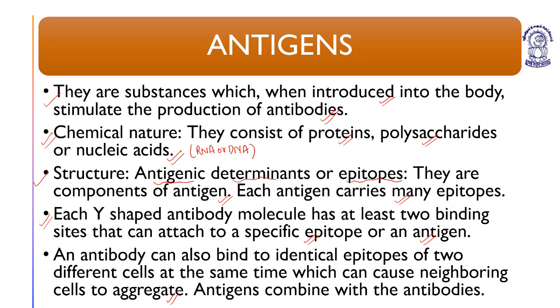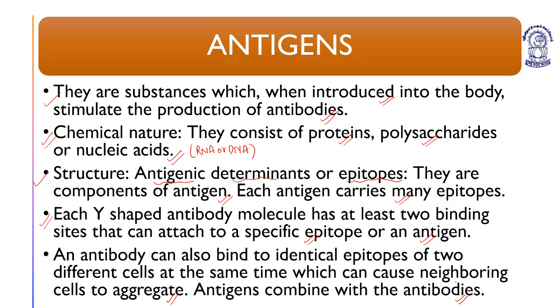Aggregate means precipitation. Antigens combine with antibodies. So the antigenic determinant is the part of the antigen which will attach to the antibody. The part of the antibody which will receive the antigen is known as what? Paratope. The epitope meets the paratope. The epitope and paratope fit like a lock and key mechanism.